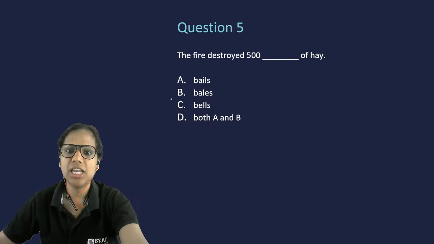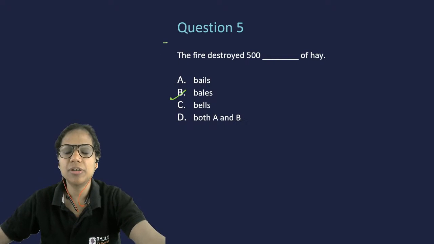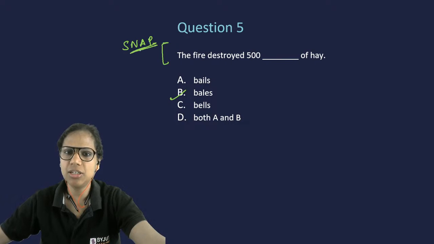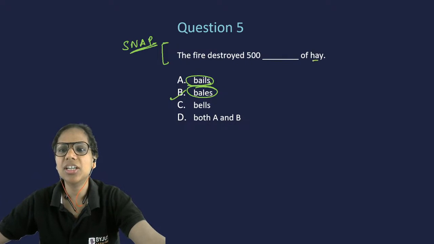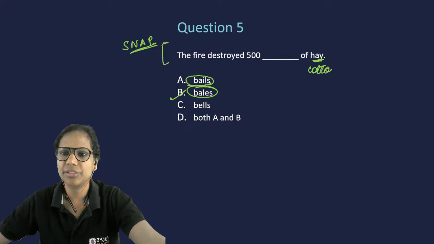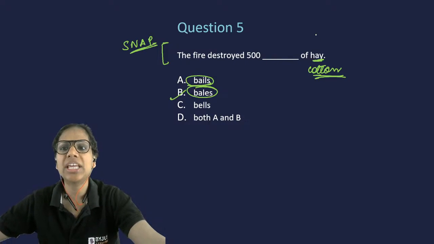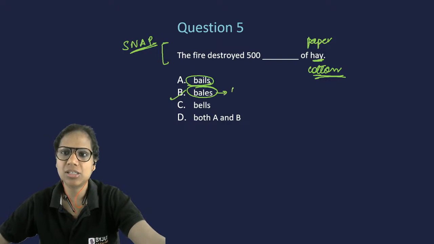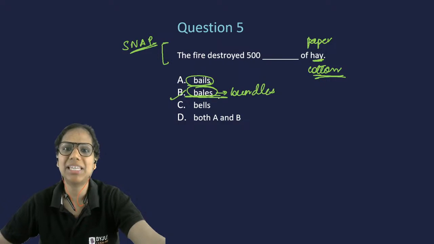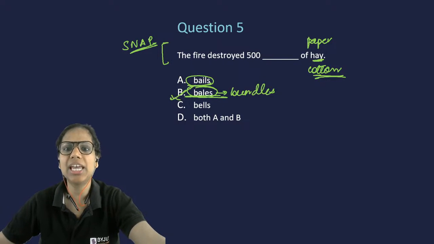Okay, perfect. So this is a question, a similar question to this was asked in SNAP, I think last to last year, right? And these were the options: bales, bails, bells. So instead of hay, there was cotton there. For hay, paper, cotton, whenever I talk about bundles of paper, bundles of cotton, bundles of hay, I call them bales, B-A-L-E-S.